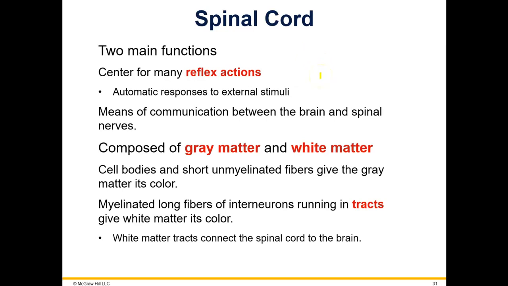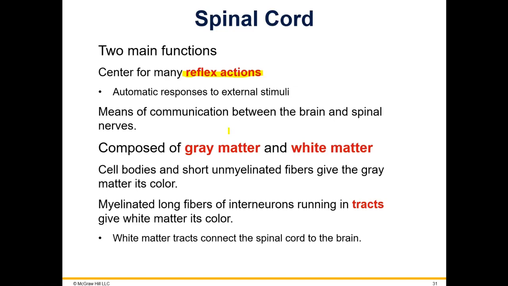So we're going to talk about the spinal cord very quickly. For the spinal cord, we have many reflex actions that happen. The spinal cord is the center for many reflex actions. You may have gone to the doctor and had him use a hammer on your kneecap, and that's the patellar reflex.